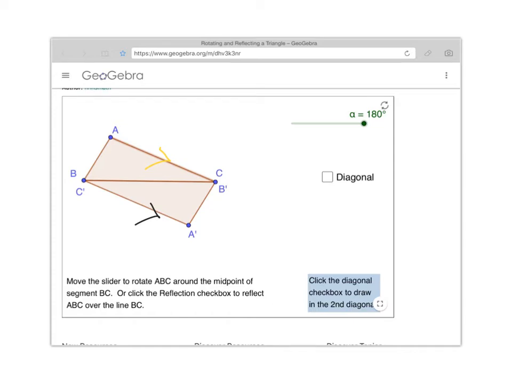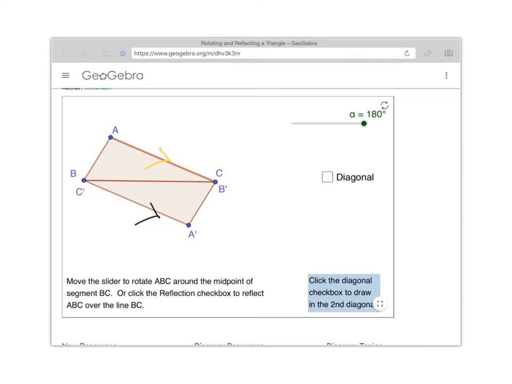And we also know we have this transversal that cuts both lines, forming two alternate interior angles here. And therefore we know that these two angles have to be congruent, because one was created just by rotating the other triangle, and these are corresponding angles. Because these two alternate interior angles are congruent, that means that AC and A prime C prime have to be parallel to each other.